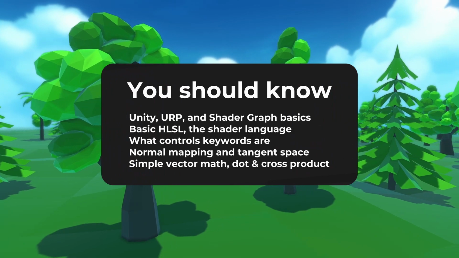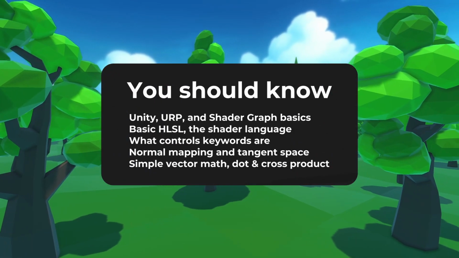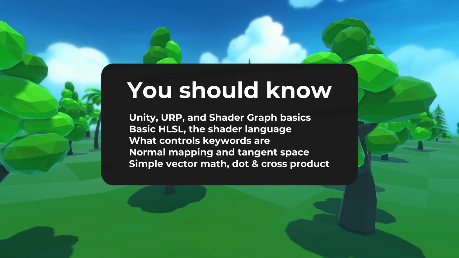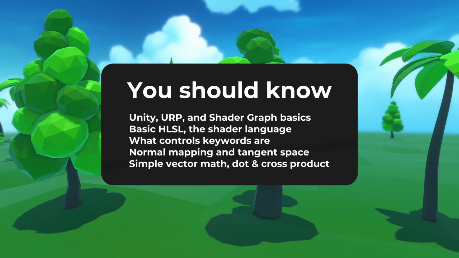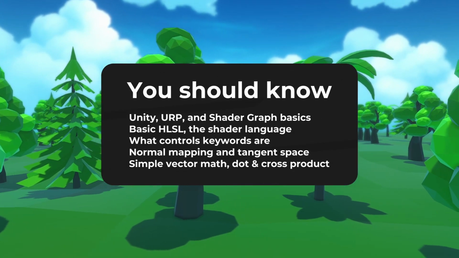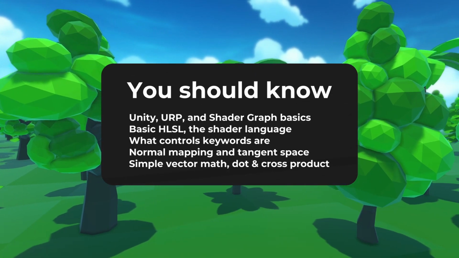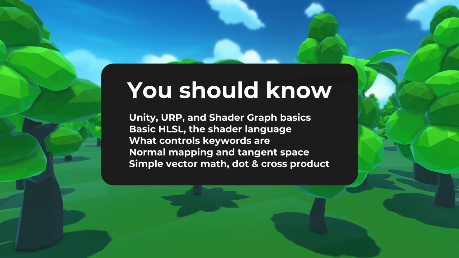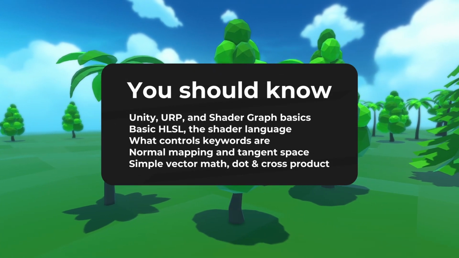I'll also assume that you know the basics of Unity, the Universal Render Pipeline, and the shader graph. You'll need to understand simple HLSL, which is the shader programming language, and what control keywords are, since we'll use both in custom functions. And although I'll give you a general overview of lighting techniques, normal mapping, and tangent space, I'll leave other tutorials to dive deep into them. Check out the video description for further reading.